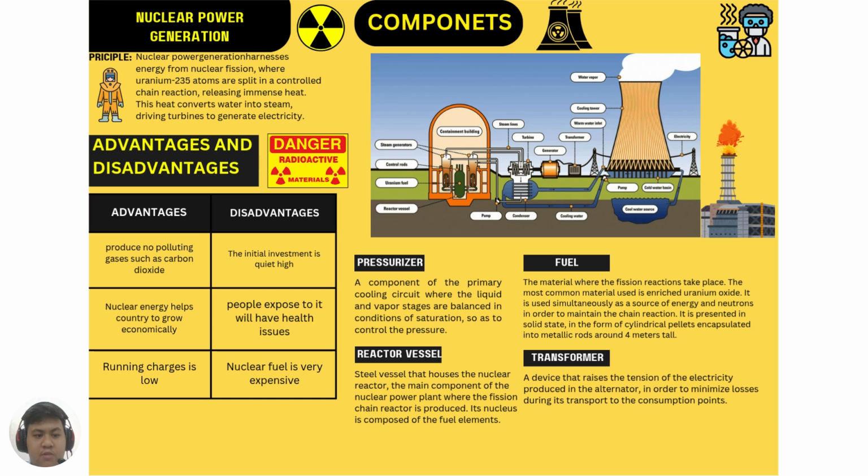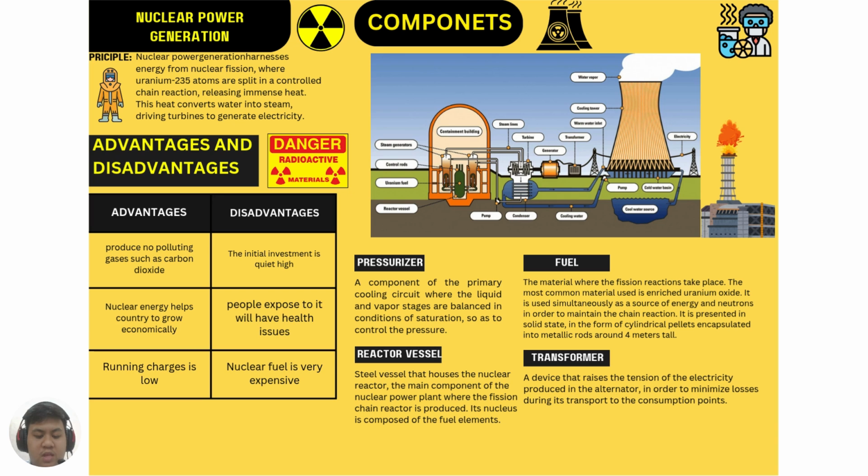Nuclear power generation harnesses energy from nuclear fission, where uranium-235 atoms are split in a controlled chain reaction, releasing immense heat. This heat converts water into steam, driving the turbines and generating electricity. So, at the heart of nuclear power is nuclear fission.